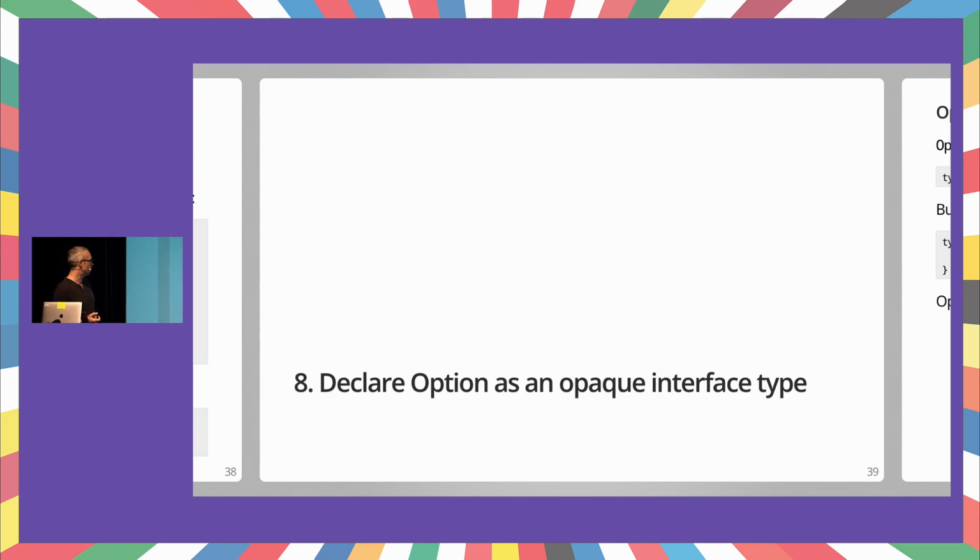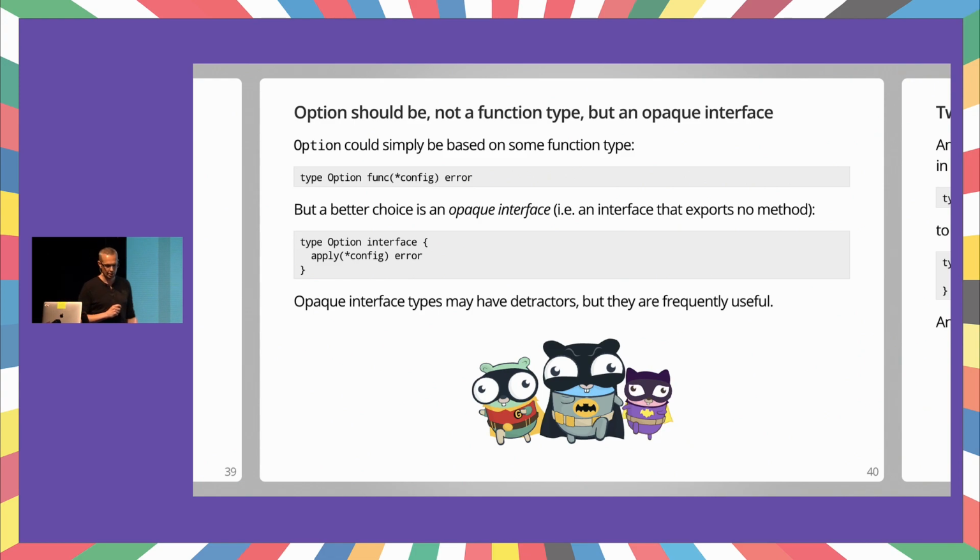Declare option as an opaque interface. Okay, so your option type could simply be based on some function type as you see above. But I think a better choice is an opaque interface. By opaque interface, I mean an interface that exports no method. Okay? Opaque interfaces in the Go community, not everybody agrees on them. Some people would argue that interfaces are things that beg to be implemented by users. Okay, but they're actually frequently useful, and I think JBA would agree on that.